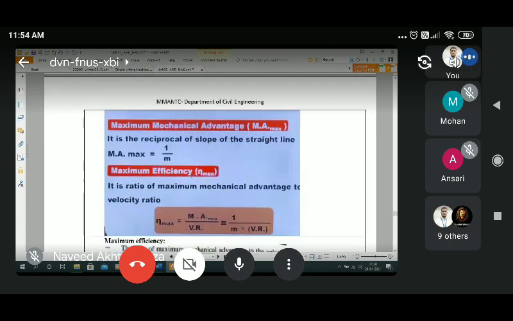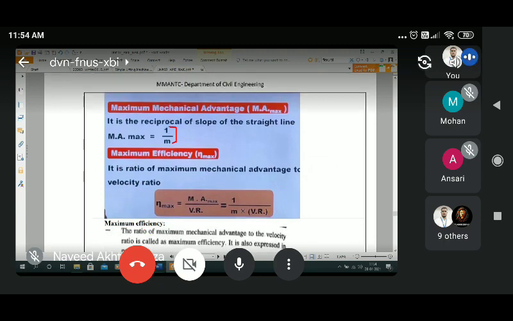So you can see that the maximum mechanical advantage is equal to 1 upon m, and at this condition you will get the maximum efficiency. The maximum efficiency is the ratio of maximum mechanical advantage to the velocity ratio, that is 1 upon m into VR. This is the formula for the maximum efficiency, and this is the formula for maximum mechanical advantage, 1 upon m.